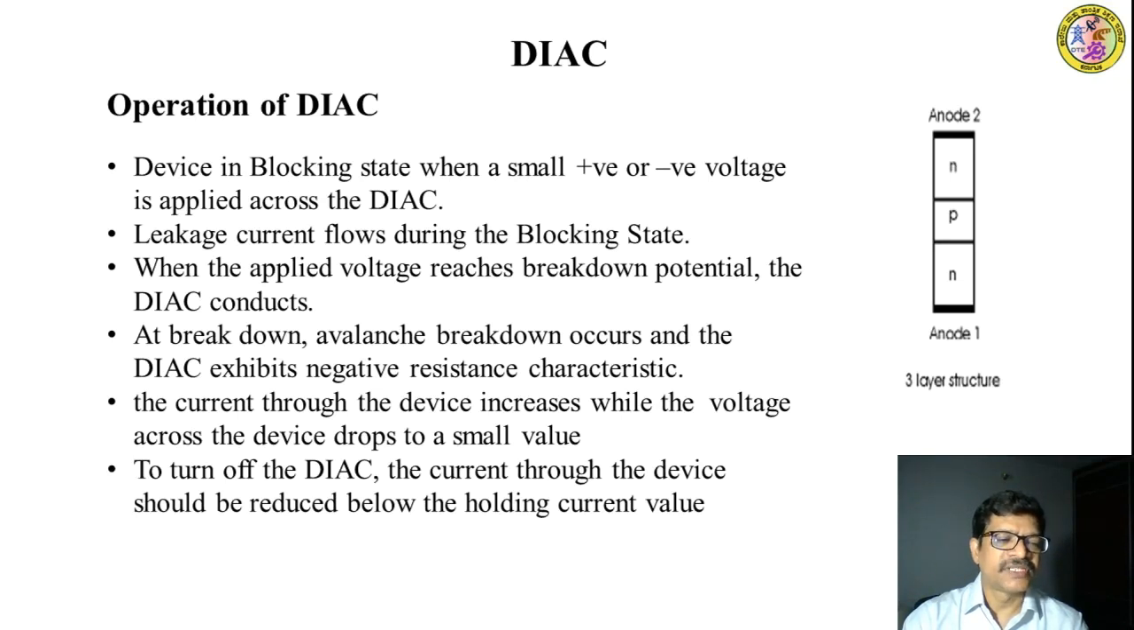At this point, avalanche breakdown of reverse biased junction occurs and the device exhibits the negative resistance characteristic. That is, the current through the device increases while the voltage across the device drops to a small value. To turn off the DIAC, the current through the device should be reduced below the holding value.